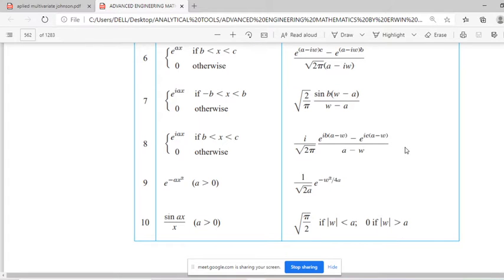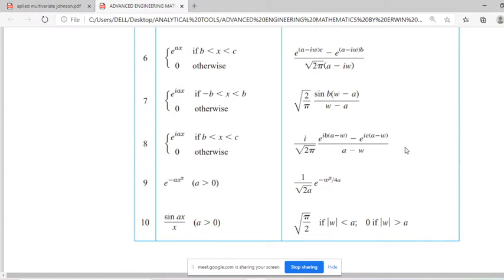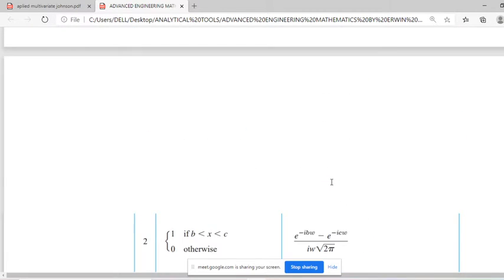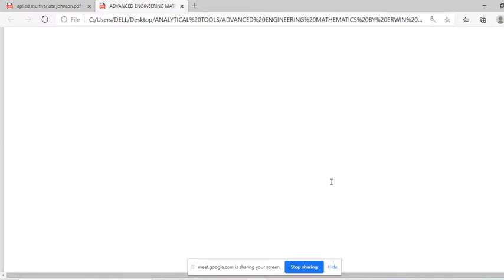Raised to minus a w square. So instead of a we have to consider it as 1 by 4. So when we replace it, a is 1. So if you put a equal to 1, we will get 1 by root 2 into e raised to minus w square by 4. Okay, so that is the result.